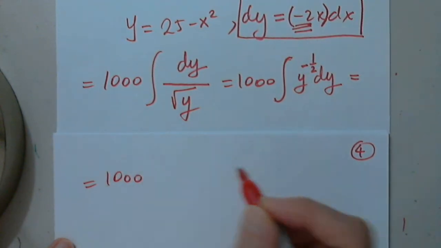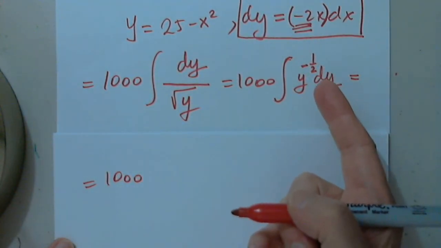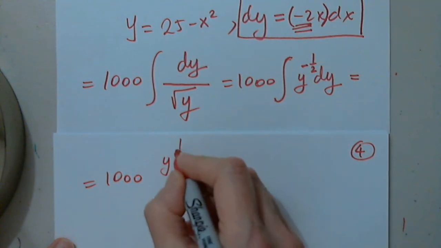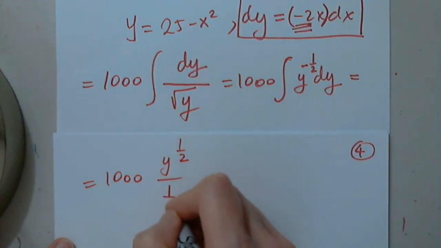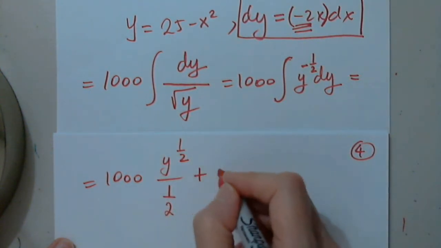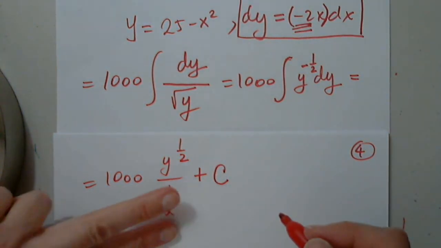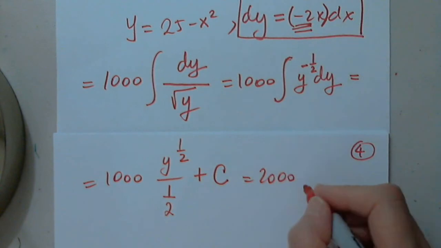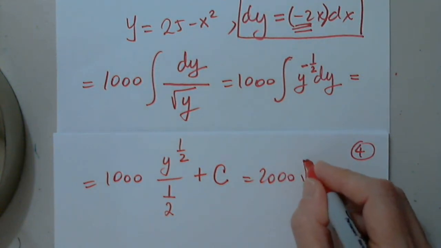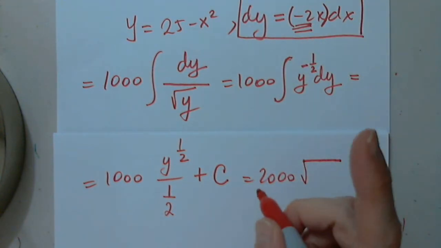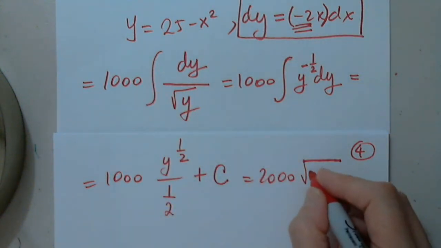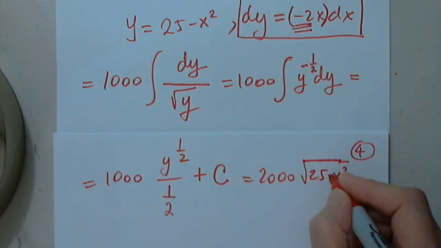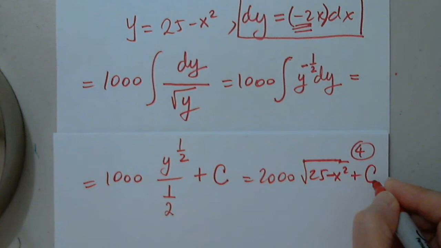So, remember, the power plus 1: negative 1/2 plus 1 gives y to the 1/2, over always the same number, plus a constant c. And I have to flip this. So I have 2,000 times the square root of y. However, y is 25 minus x squared, plus constant c.